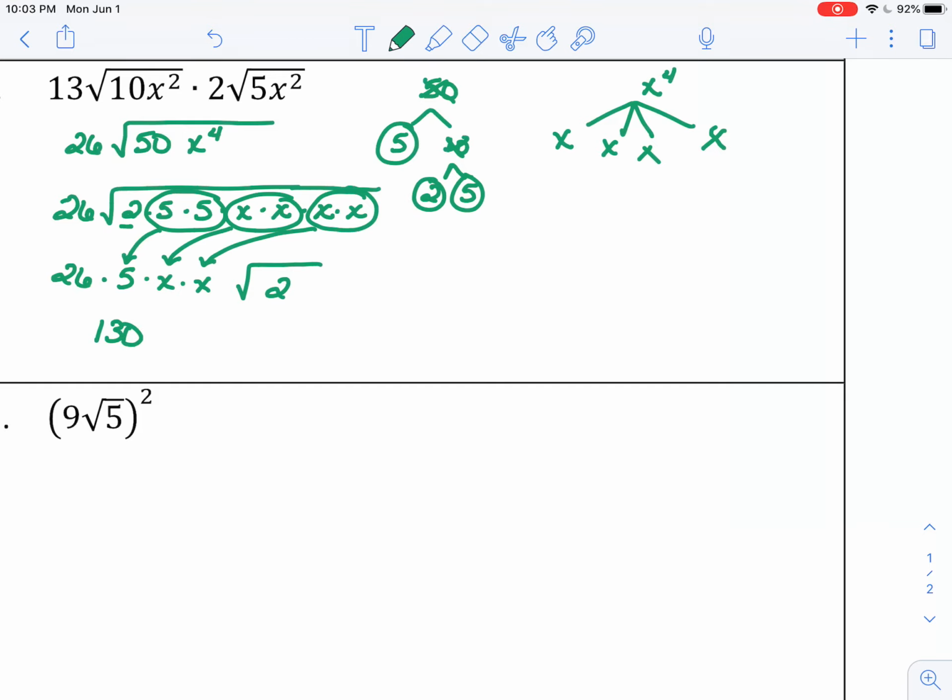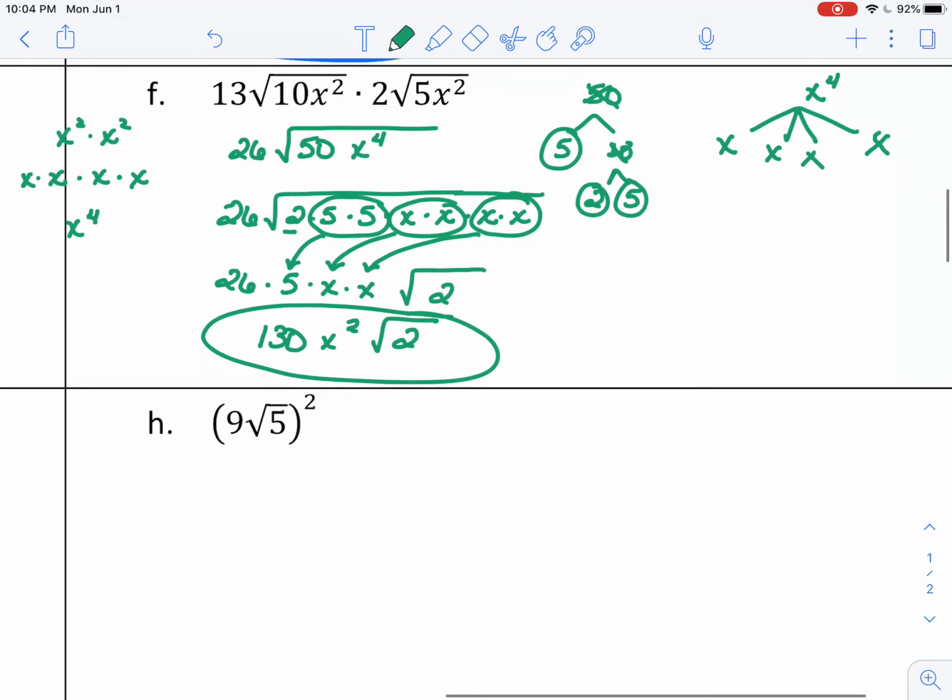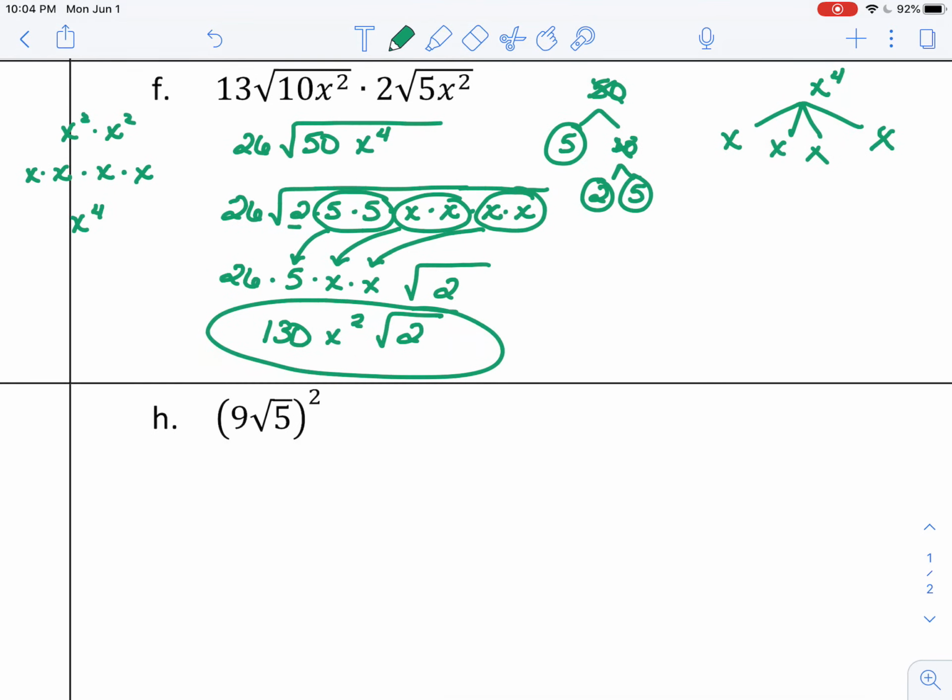130. And as I mentioned before, anything times itself, x times x, that's the same thing as squaring a number. So x squared is outside the radical. Root 2 is the only thing left to be inside our radical. So be careful with those exponents. We do have to remember some exponent rules, but take your time to write out those steps, because I think that is usually where students trip up when they're trying to go too fast on it.